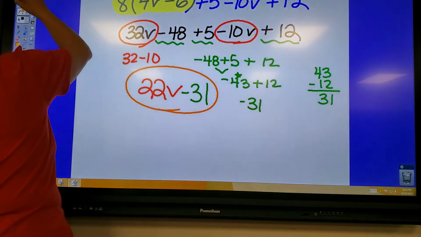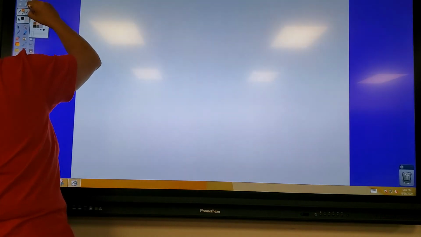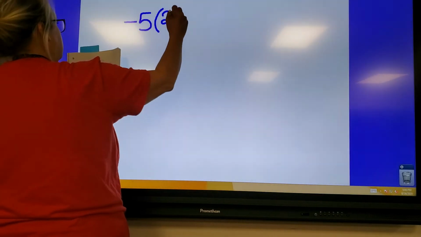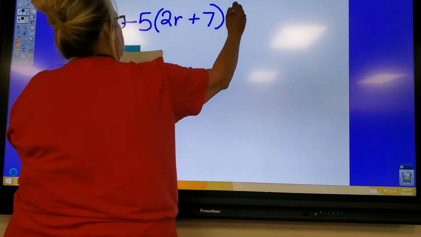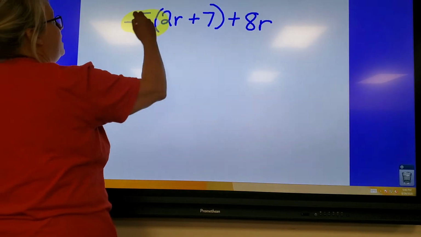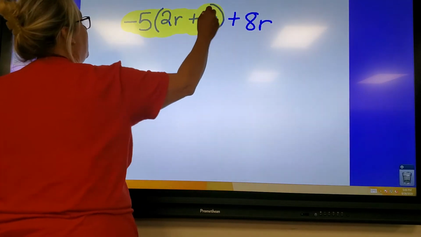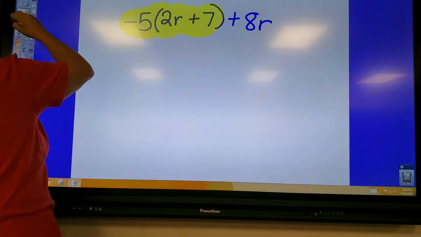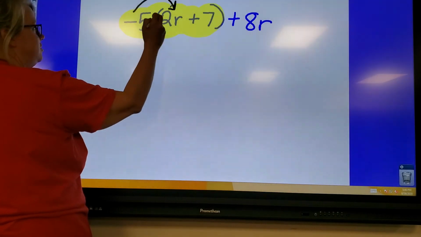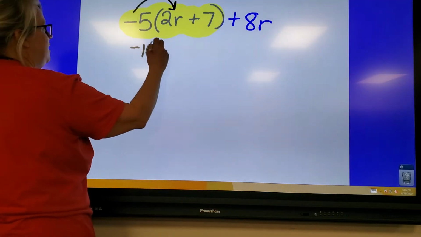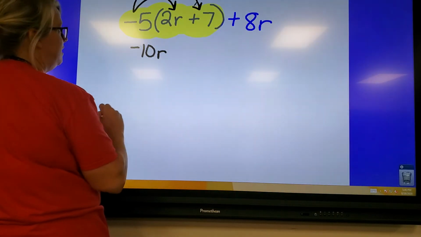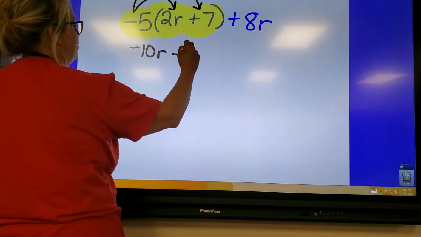What's going to happen if you need to distribute and you have a negative number? Let's say you have a negative 5 on the outside. If I have a negative 5 on the outside, that means I need to distribute not just a 5, but the whole negative 5, okay? So when I multiply negative 5 times a positive 2, that's going to give me a negative 10r. And then a negative 5 times a positive 7 is going to give me a negative 35.